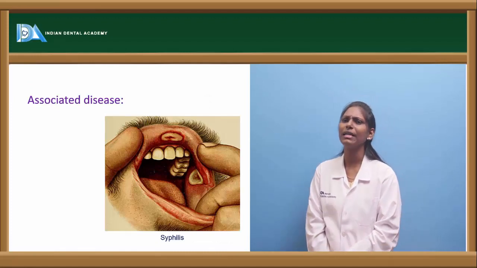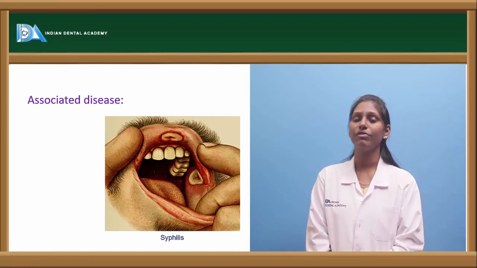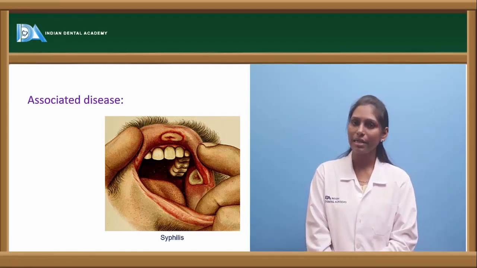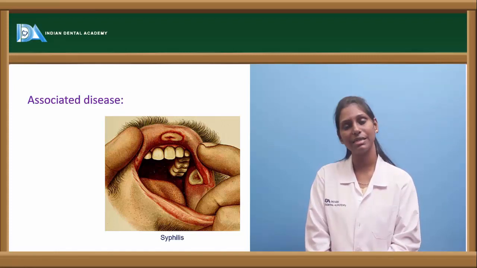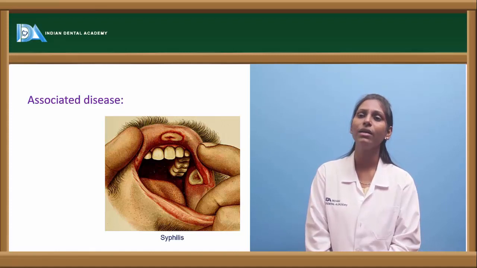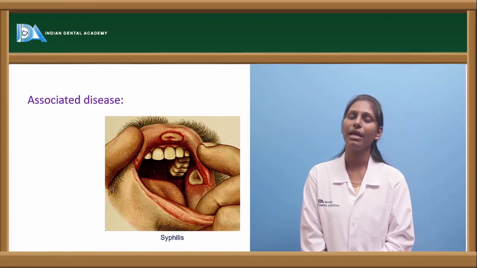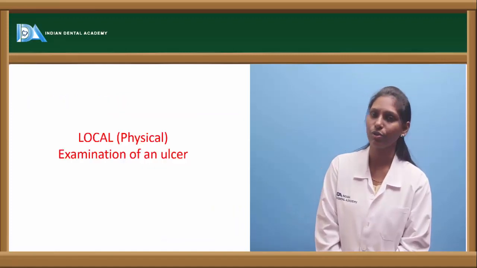Now coming to any associated diseases. Some diseases usually have manifestations in the form of ulcers, for example syphilis. In case of syphilis, we can see clear-cut punched out lesions, mucous patches, and gummas, which can usually be seen on the tongue and palate. So with various diseases, we can also see ulcers in a few cases.